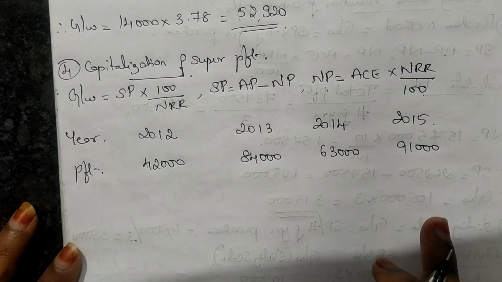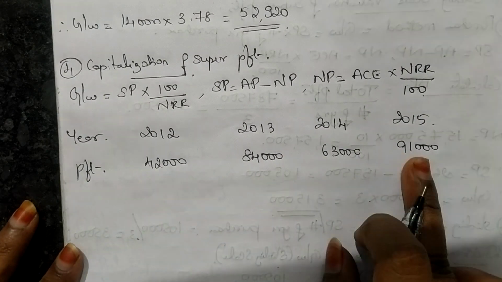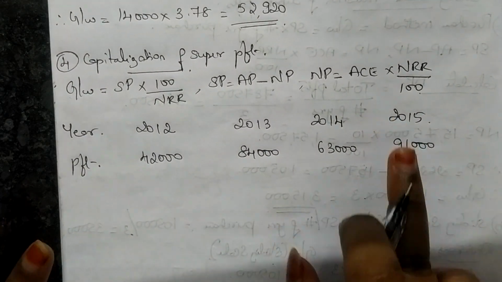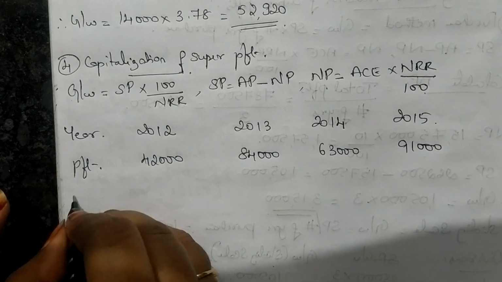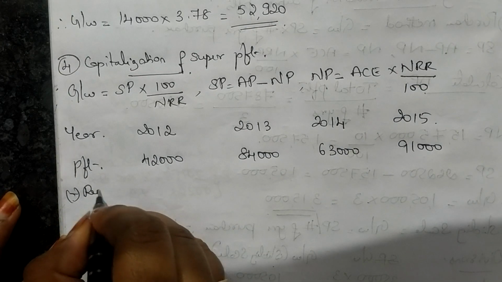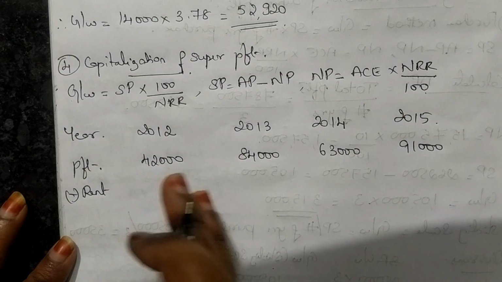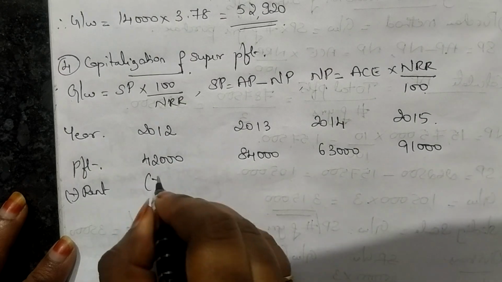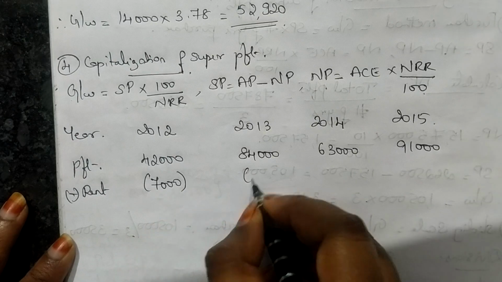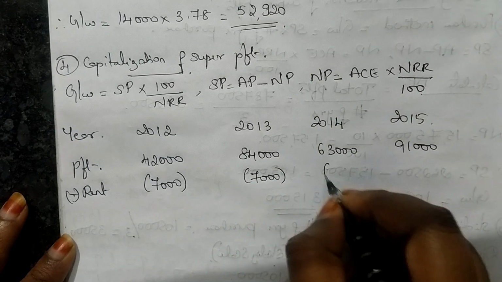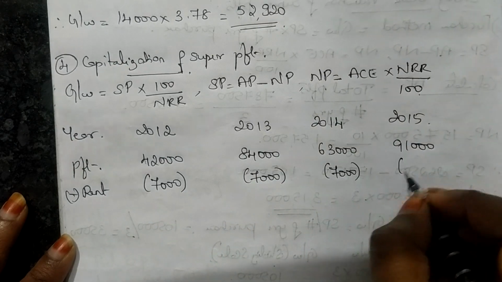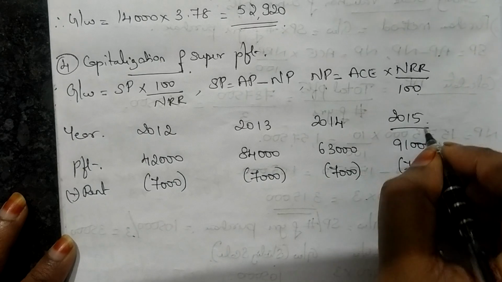Now what did we do in the last problem? We directly took the total and divided by 4. But here we cannot do that, because you have an adjustment wherein you are supposed to pay the rent, and the rent is paid per annum, meaning every year the rent is paid. So I am supposed to subtract the rent amount every year. So I am subtracting 7,000 from all the years.